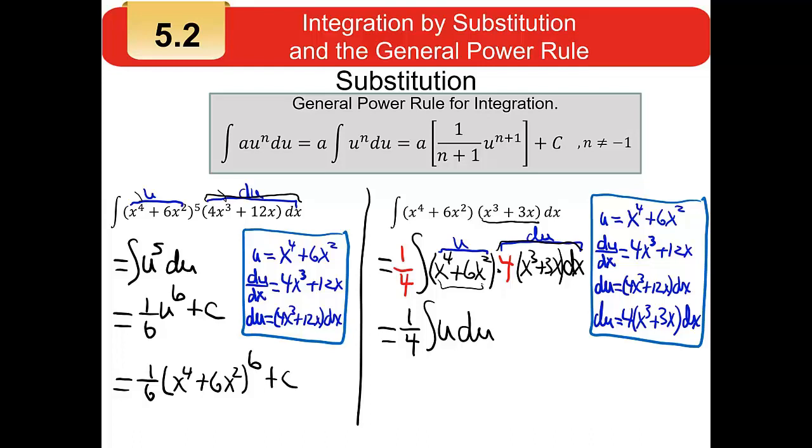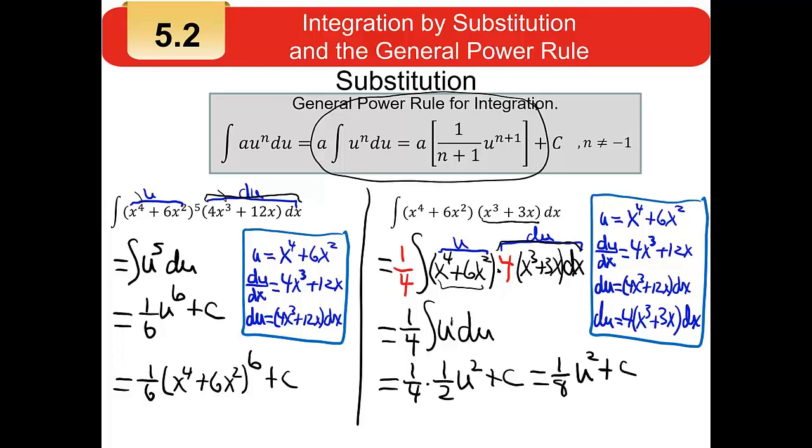Well, now you use the power rule. The power rule tells you what to do. You raise the power of u up by 1, so it's an understood 1, so if you raise it up by 1, it'll be a 2. And out front, you have to multiply by the reciprocal of 2, which is 1/2. Don't forget the 1/4 is still sitting out there, so you have to take a 4th times a half and get 1/8. And then your last step, you have to get rid of the u and put in the x to the 4th plus 6x squared.